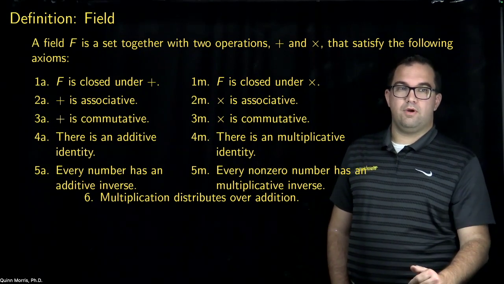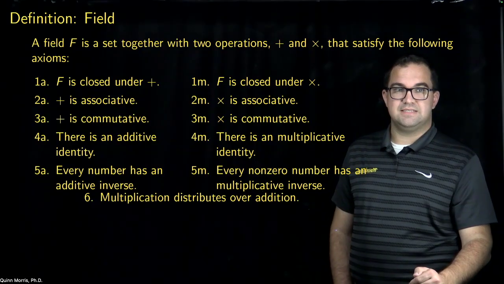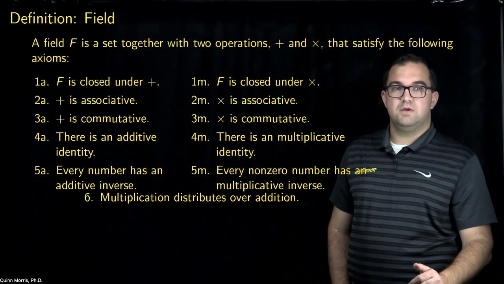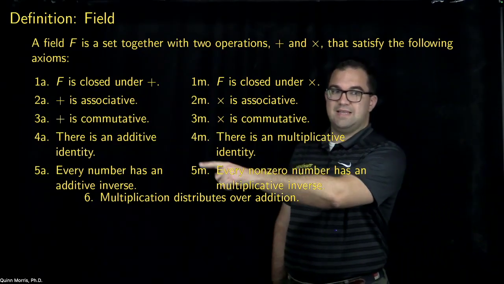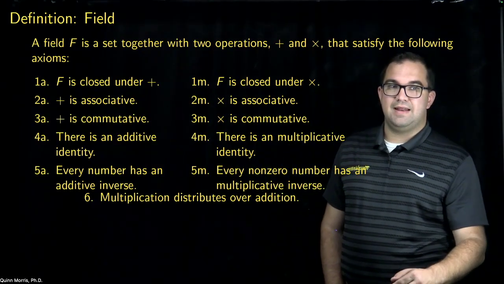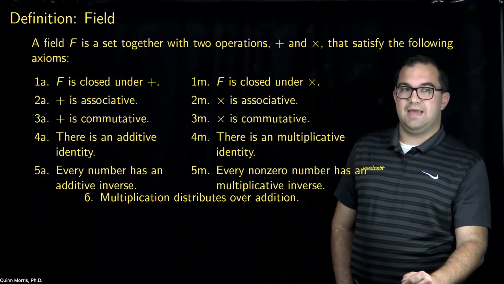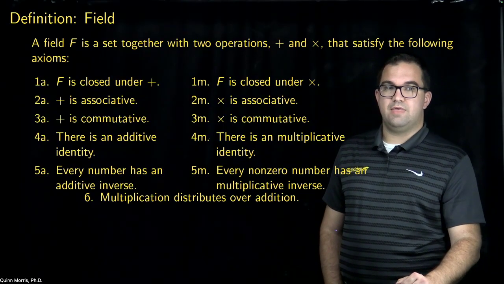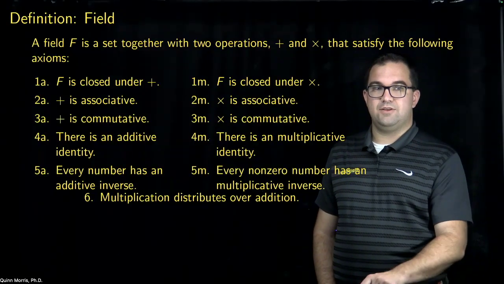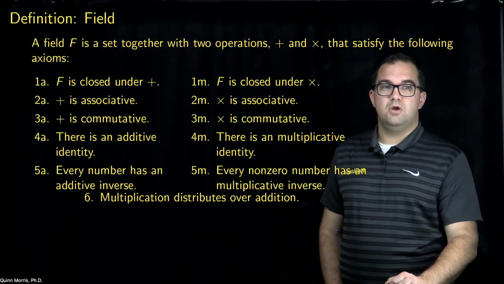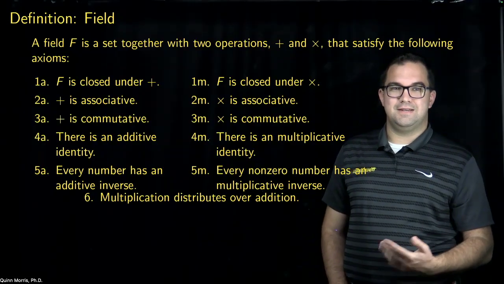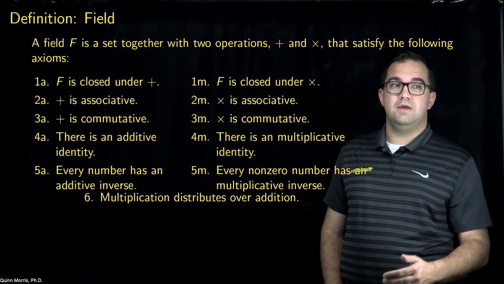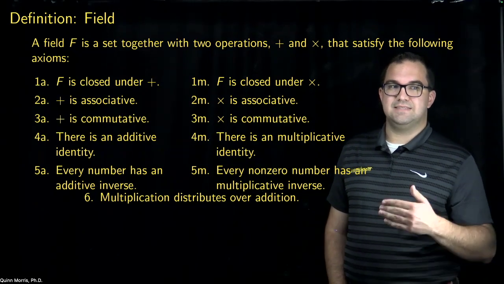4A and 4M both give the existence of additive and multiplicative identities, respectively. So 4A says there is an additive identity. An additive identity is an element of your set F so that when you add any number to that, you get that same number back. So often if we're thinking about the real numbers in addition, that additive identity is 0, right? A plus 0 is equal to 0 plus A is equal to A.